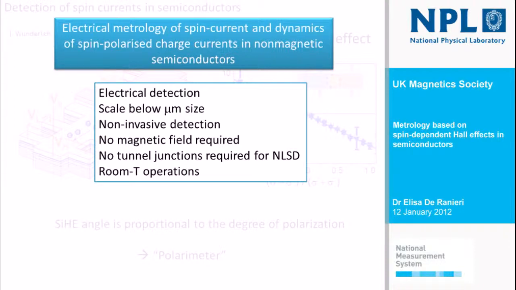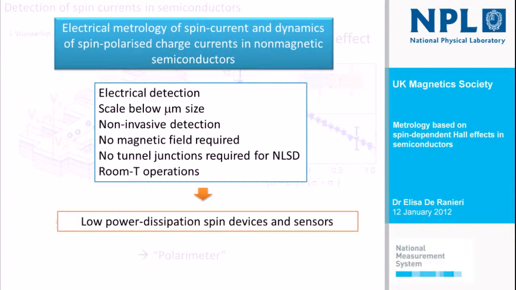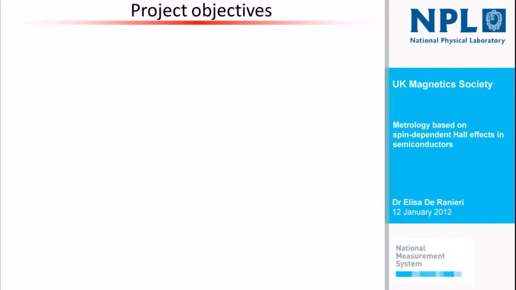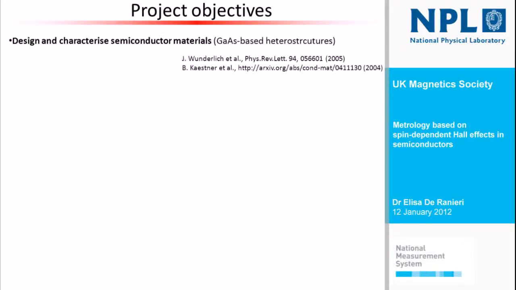It's non-invasive, and you don't need either magnetic field or tunnel junctions to make the devices, and it can work up to room temperature. And we hope that this is a path towards low power dissipation spin devices and sensors. Okay, so as I said, this REG project builds on this previous work on the spin injection Hall effect, and the project has been running now for 6 months.